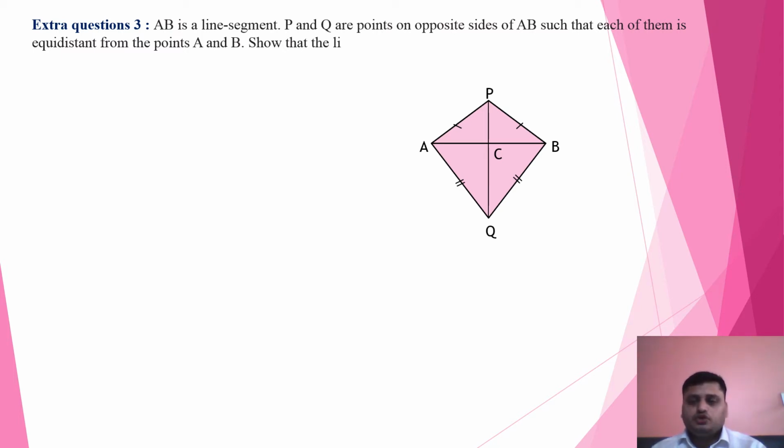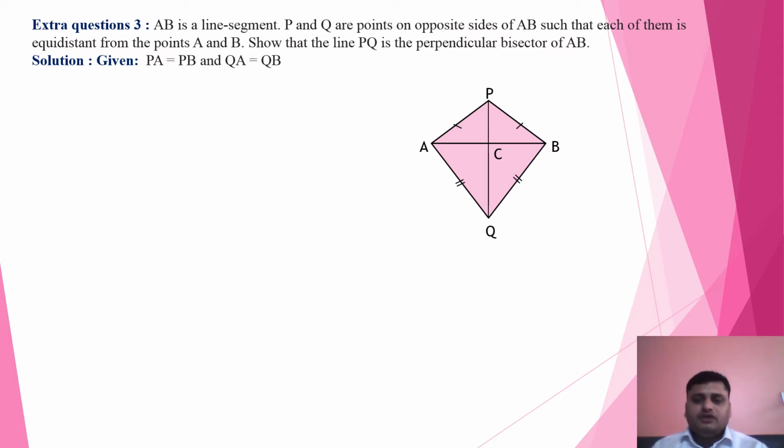We need to show that this line segment PQ is the perpendicular bisector of AB. It means that it will be perpendicular as well as a bisector. Two things we need to do. One, we need to prove that PQ is perpendicular to AB. Another one, it bisects AB. Bisect AB means it divides AB into two equal parts, that is CA is equal to CB also.